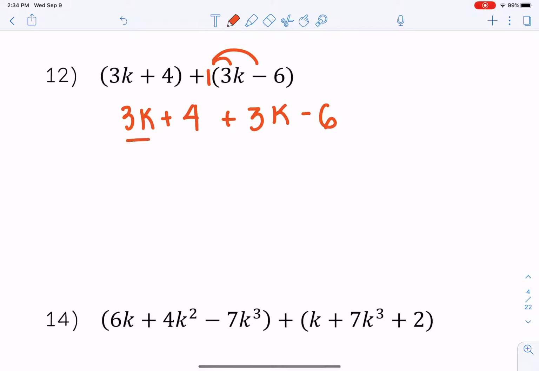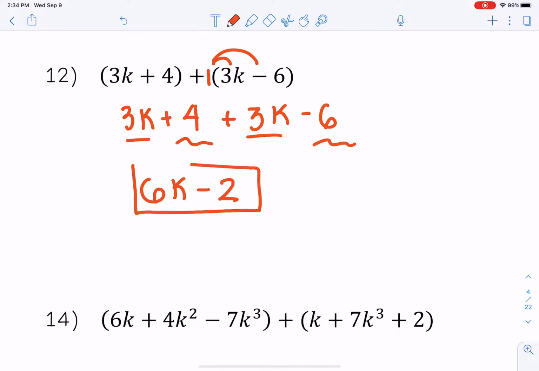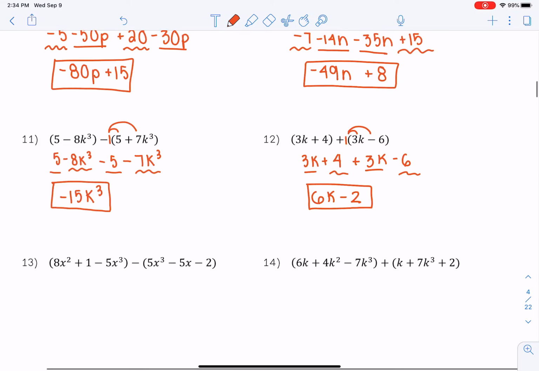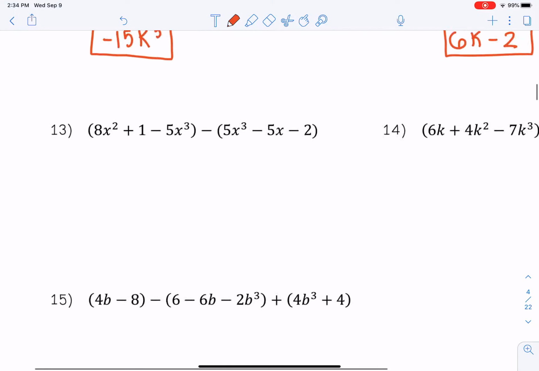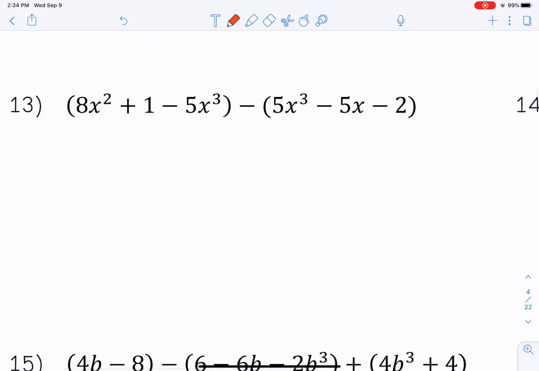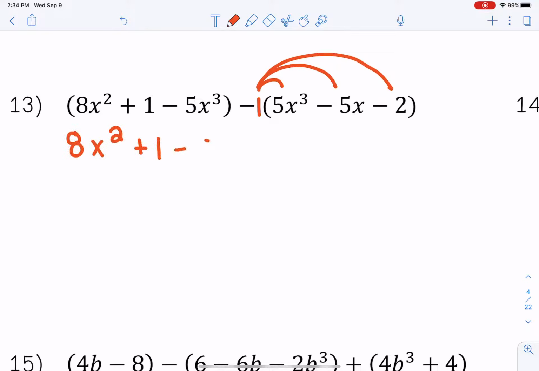And now we can combine like terms. All right, we've got a few more to go. This next one, and since it's a minus sign, let's put a minus 1 so we remember to distribute the minus 1 to everything. So we get a minus 5x cubed plus 5x plus 2. So it changes the sign of everything inside the parentheses.